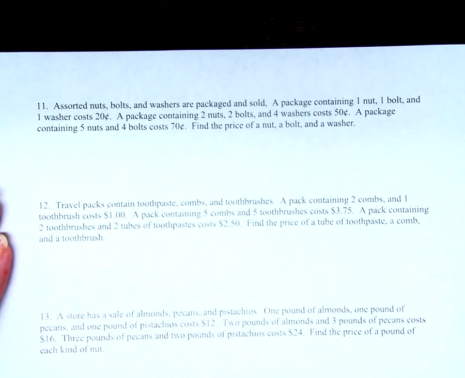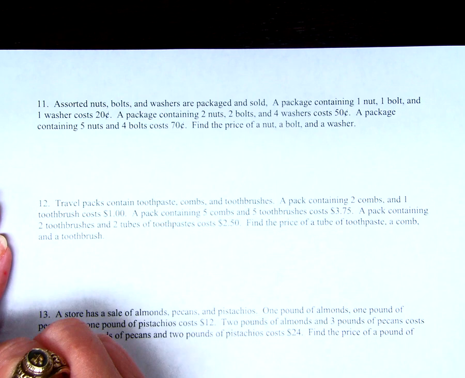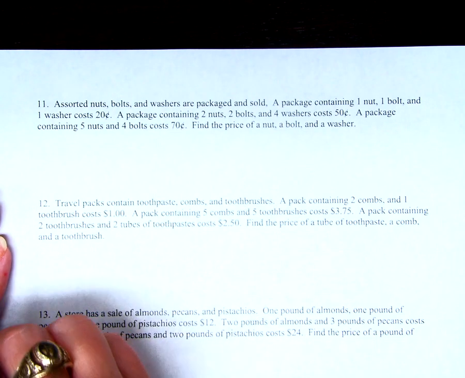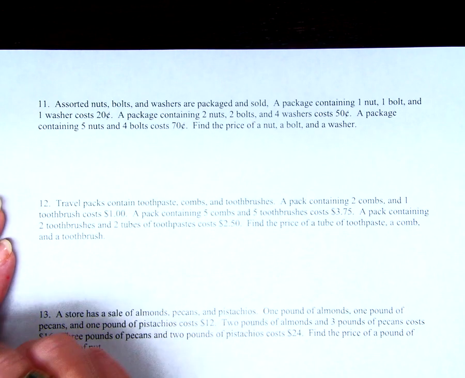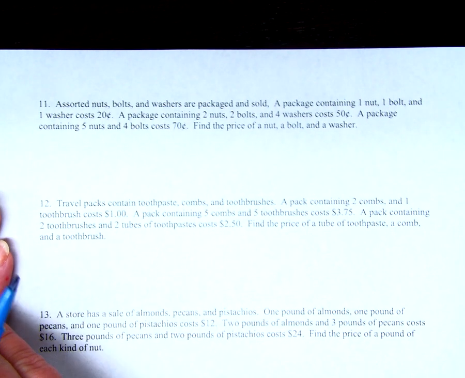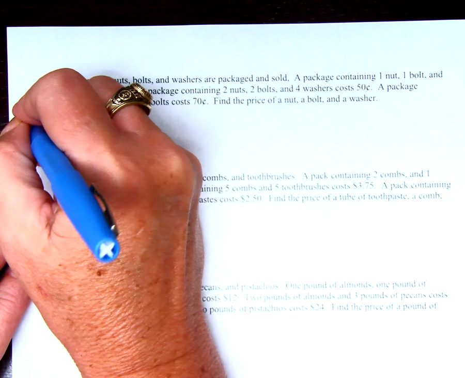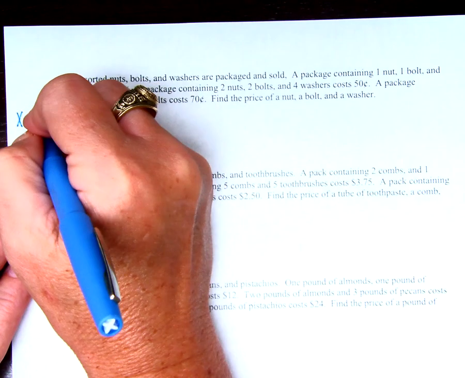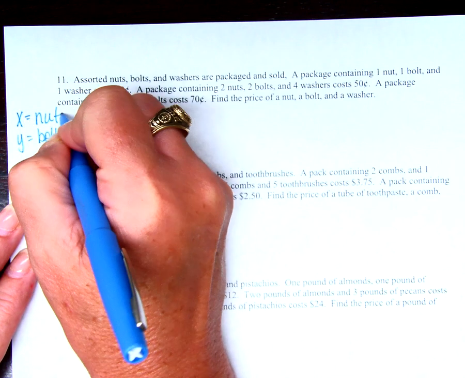Okay. So what happens if it's something like number 11? Sorted nuts, bolts, and washers are packaged and sold. Package contains 1 nut, 1 bolt, and 1 washer costs 20 cents. Package containing 2 nuts, 2 bolts, and 4 washers costs 50 cents. Package containing 5 nuts and 4 bolts costs 70 cents. Find the price of a nut, a bolt, and a washer. Well, we have 3 variables this time, right? So we can choose X, Y, and Z. Is that what you want? Okay, X equals what? Y equals what? And Z equals what?